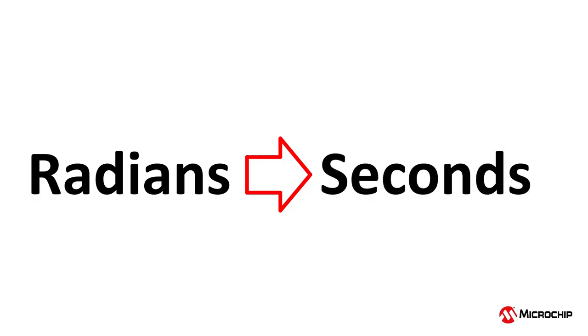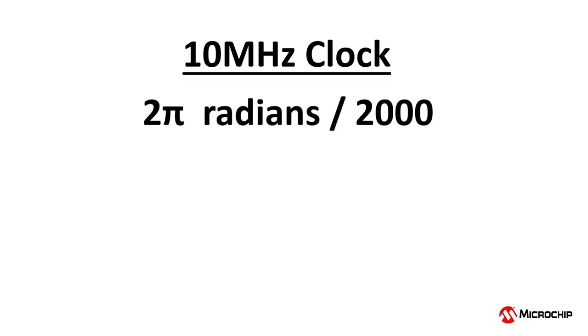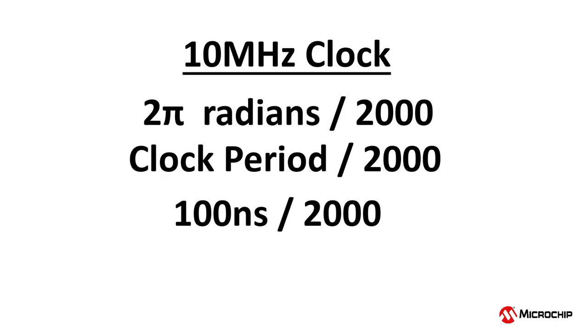Furthermore, phase noise analyzers translate the RMS phase noise from units of radians to units of seconds. For example, if a 10 megahertz clock has RMS phase noise of 2 pi radians divided by 2000, the phase noise analyzer reports that in terms of the period of the clock divided by 2000. For a 10 megahertz clock, this is 100 nanoseconds divided by 2000, which is 50 picoseconds.